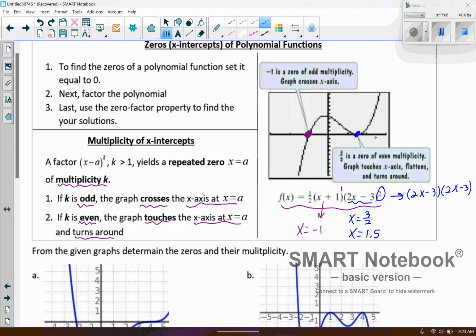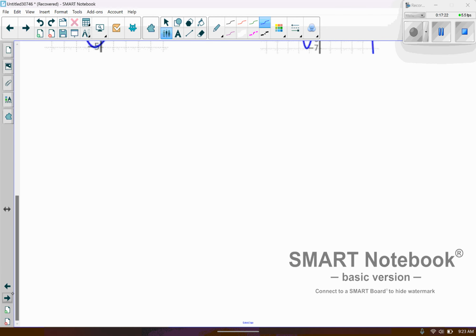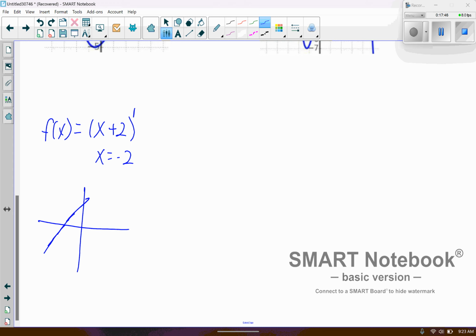What you're going to see as we get more into this is that the multiplicity will depend on how it looks when it crosses or touches the graph. Let me see if I have a little bit of space down here. Typically, if you have a function like x plus 2, my solution would be x equals -2. That's a power of 1, so it's going to take on the shape of a line crossing the axis at -2.